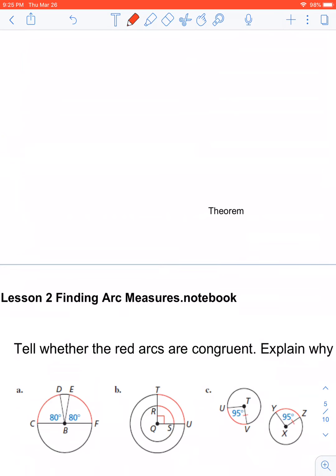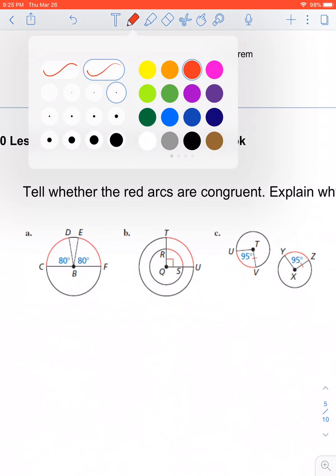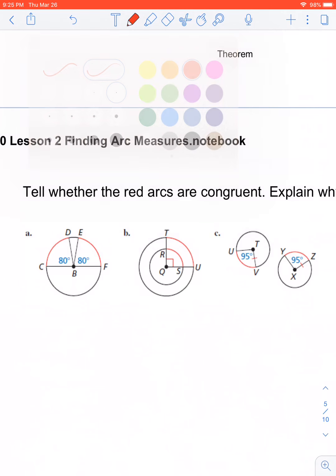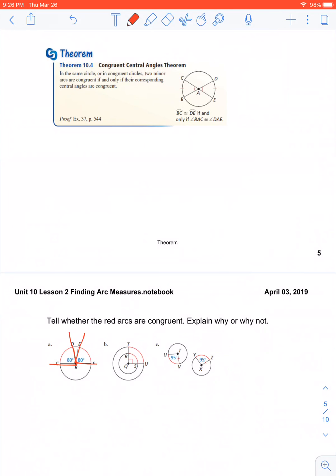So let's look at the next set of examples. It wants you to tell whether the red arcs are congruent and explain why. Let's look at A. If I look at this angle that it cuts off and this angle that cuts off, you have two central angles cutting off the same arcs. Therefore, the congruent central angles theorem applies. So yes, by the congruent central angles theorem.